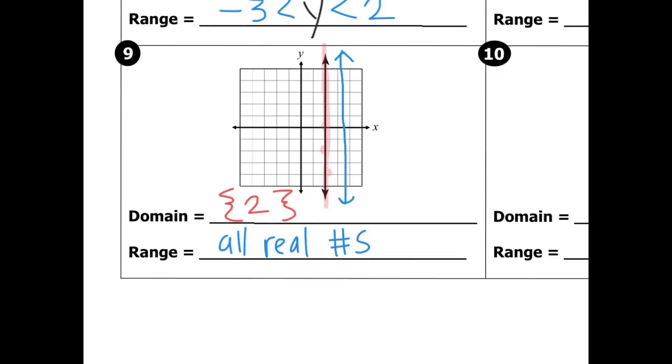Now on your own, go back and try the even numbered problems and then go ahead and check in with the answer key to see how you did and to see if this stuff is starting to make a little bit of sense to you.